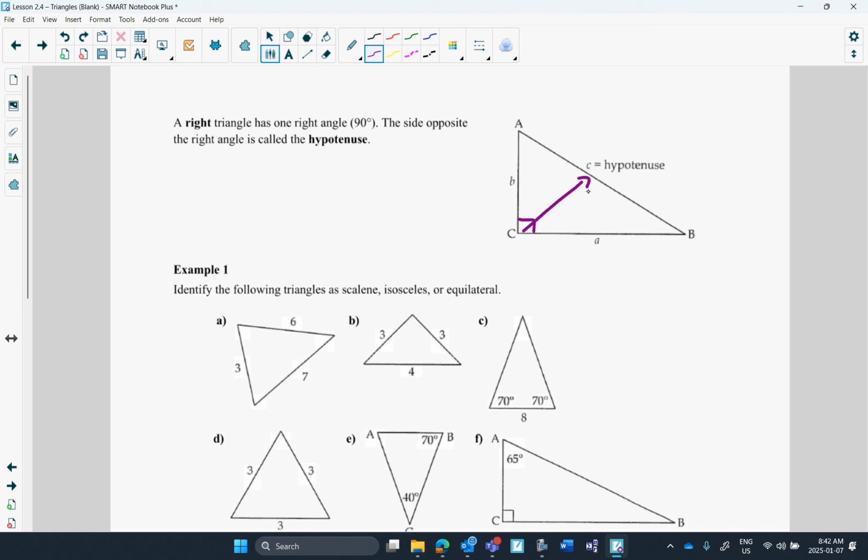And then the names of the other sides depend on the math that we're using. If we're using Pythagoras, a squared plus b squared equals c squared, we call these sides the legs. If we're using trig, we call these sides opposite and adjacent, depending on what angle we're talking about, but we'll get to that later in this lesson.